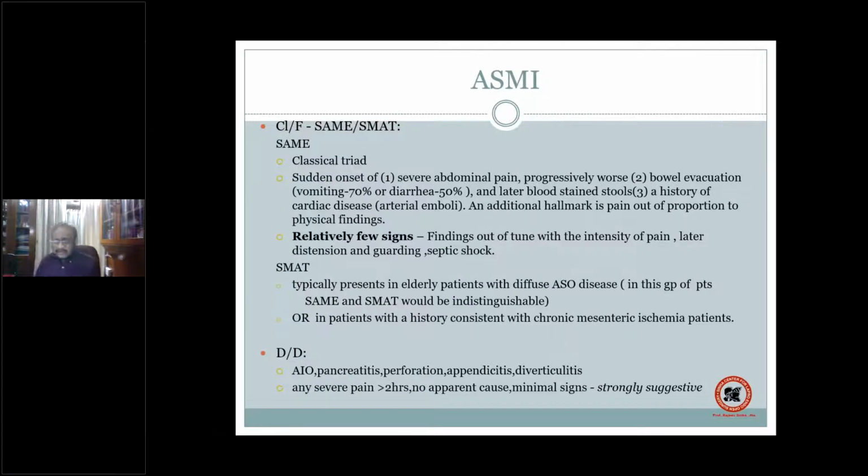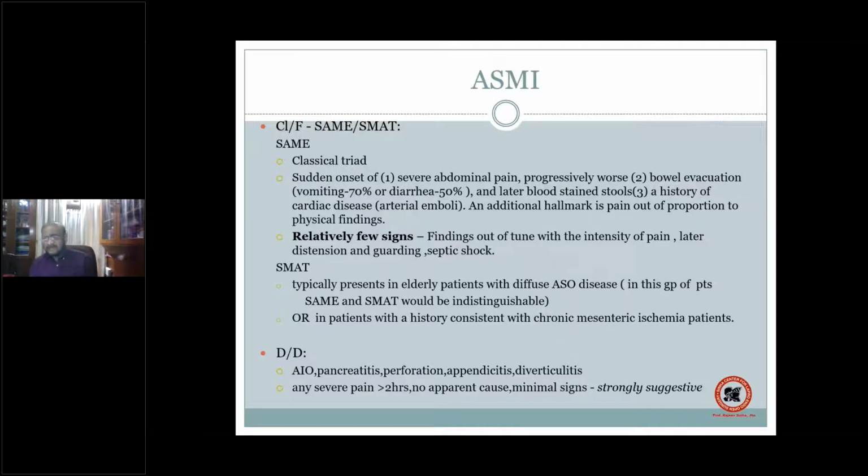And what is the classical triad? Number one, a sudden onset of severe excruciating abdominal pain, periumbilical in nature, which progressively gets worse and worse. At the same time, there has been a sudden interruption to the bowel supply. So there is a bowel evacuation both proximally and distally. Proximal evacuation occurs in the form of vomiting, in almost 70% of patients, and distal as diarrhea in 50%. And later, you can have blood-stained stools.